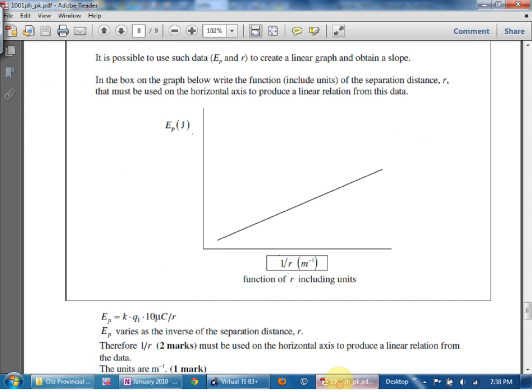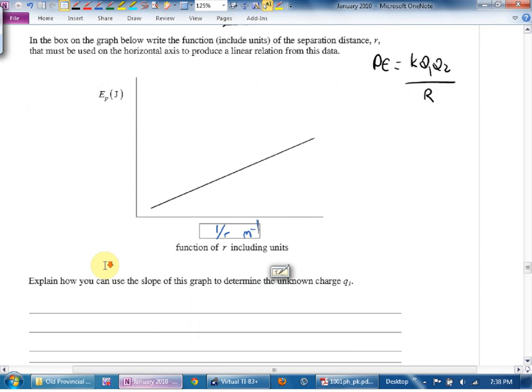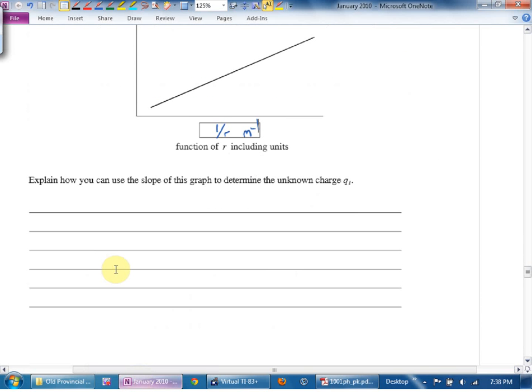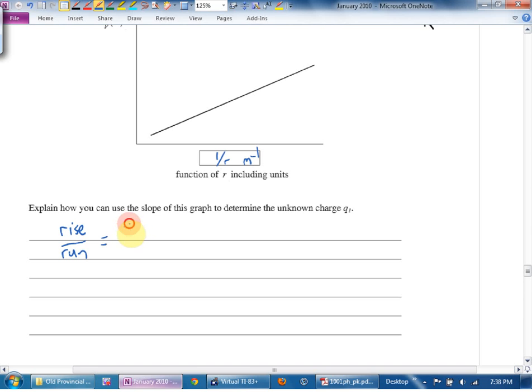Explain how you could use the slope of this graph to determine the unknown charge Q. So slope is rise over run. Now on my y-axis, it's potential energy. On my x-axis, it's not R. What do I really have on my x-axis? 1 over R. So if I go divided by 1 over R, how do I divide by a fraction? Flip it and multiply.